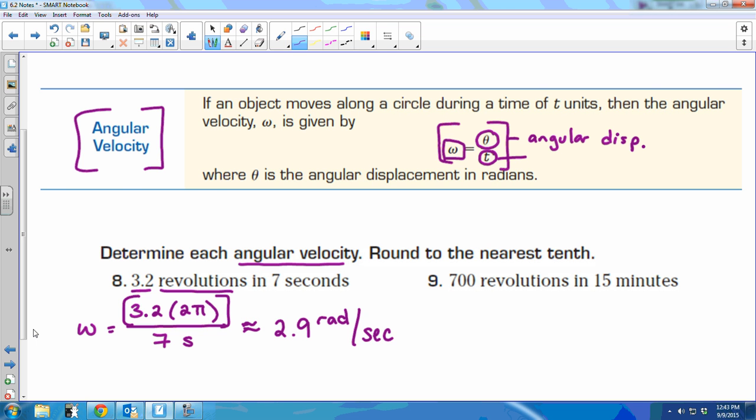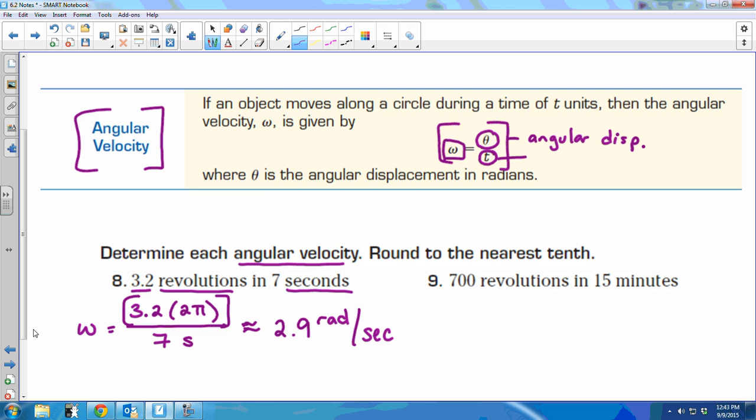The units will be important in this learning target and the next one. This one was in seconds, so that's why I have seconds. The next one's in minutes, so I'm going to have minutes. Any questions about the first example? So an object is traveling around the circular motion at 2.9 radians per second.